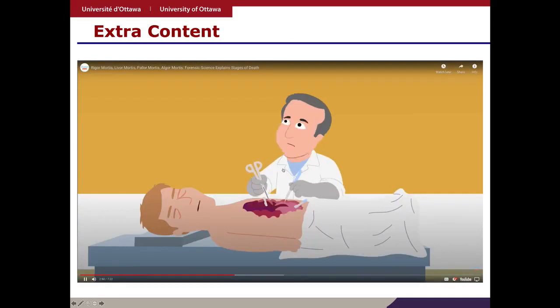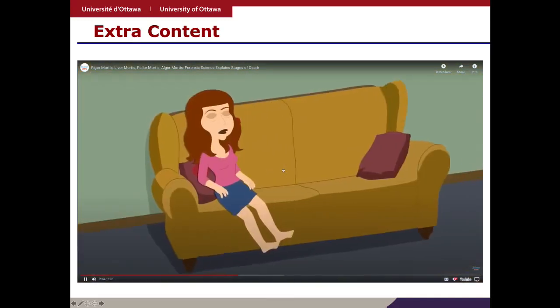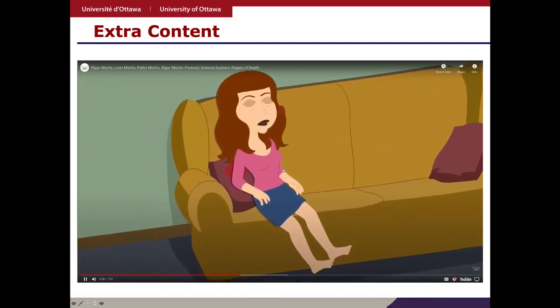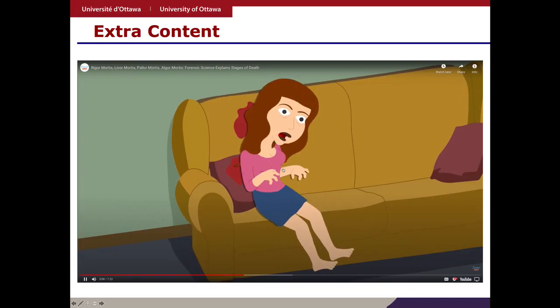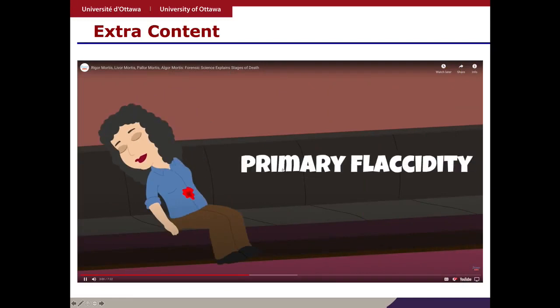The third sign, rigor mortis. This sign is one of the most important signs when it comes to determining the time of death. Rigor mortis, which literally means stiff death, is the contraction of the muscles in the body after death. Before rigor mortis, all the muscles relax in the step called primary flaccidity.